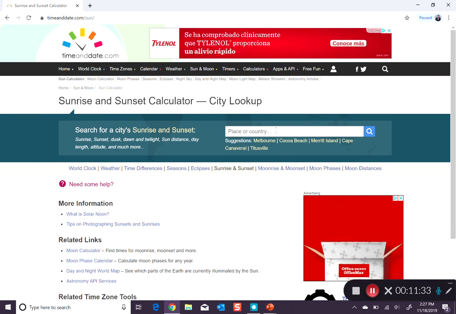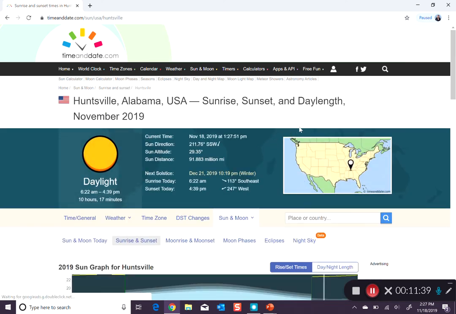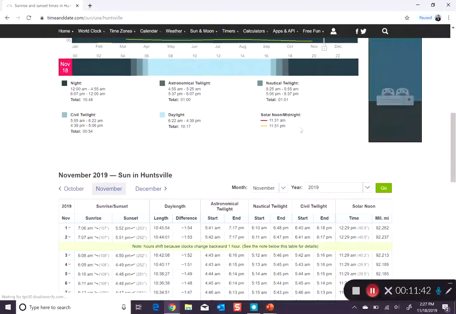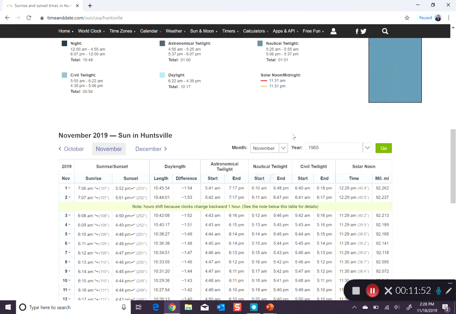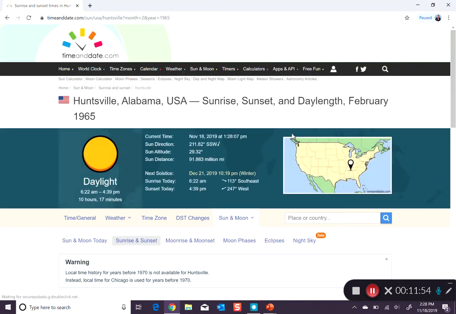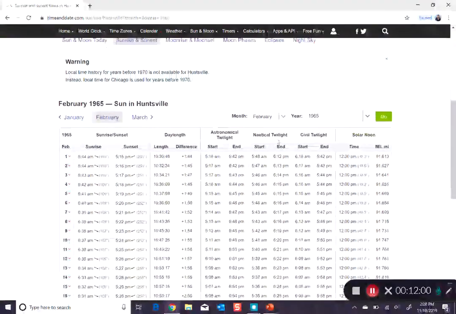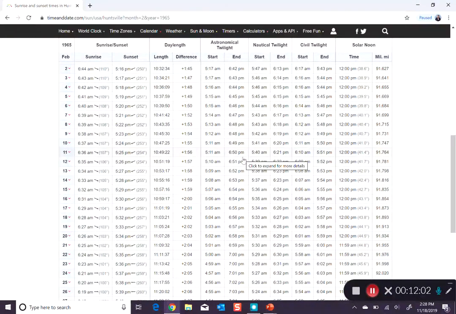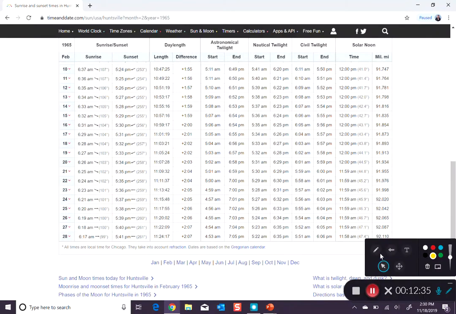So when you click on that, in this space you can put your location, and I was born in Huntsville, Alabama. So when I look at Huntsville, Alabama, the other thing I can do is come down to the year I was born. So 1965, and the month was February, and go. So according to this, the sun rose, this is all today's information, you have to come down to the month. So on my birthday here on February 24th, the sun rose at 6:21 in the morning. So you can go right here and see this is my birthday right here.